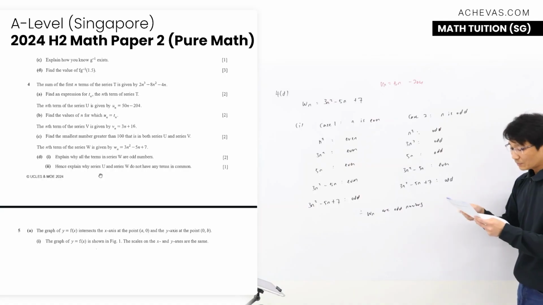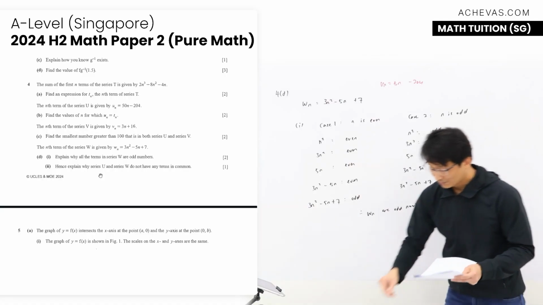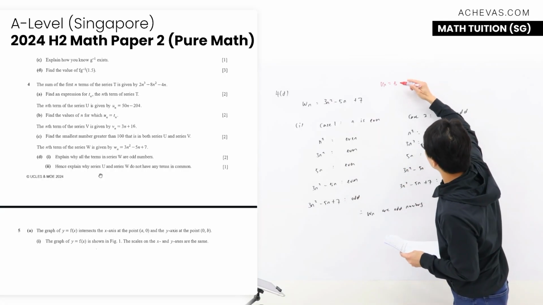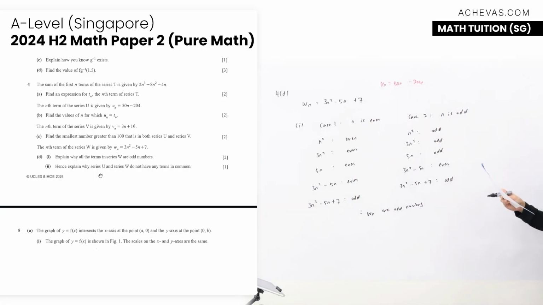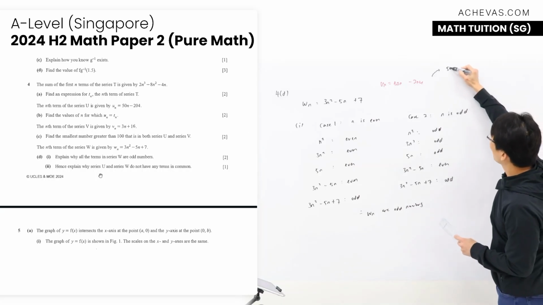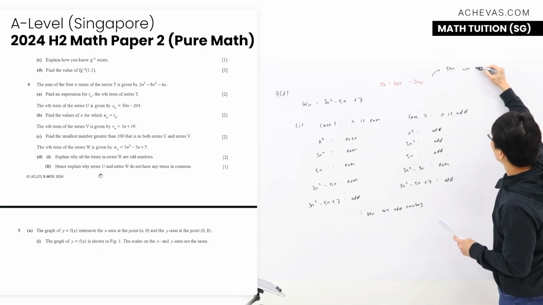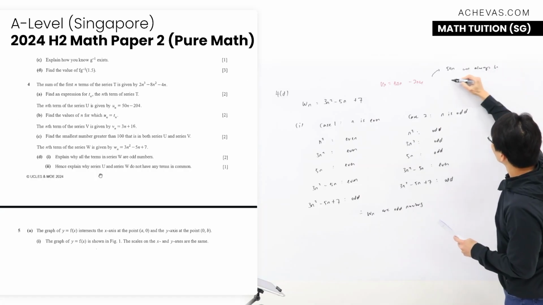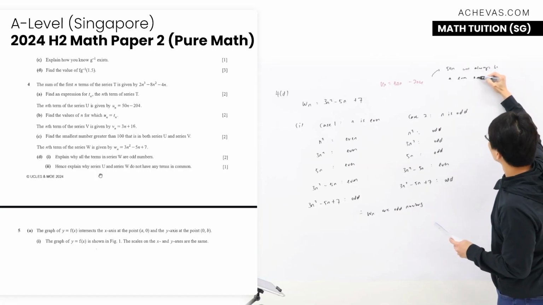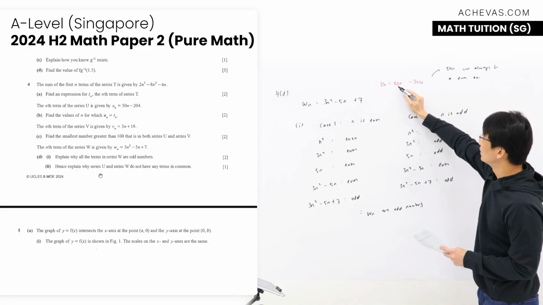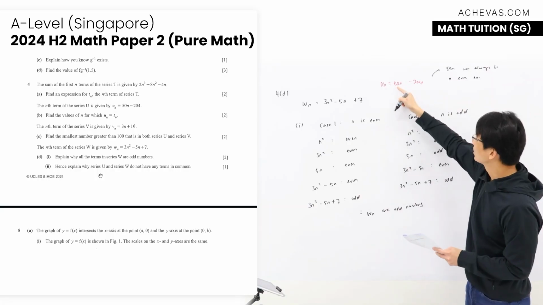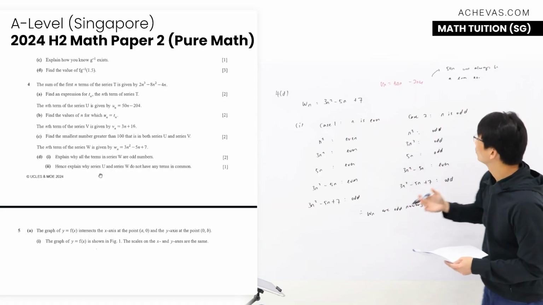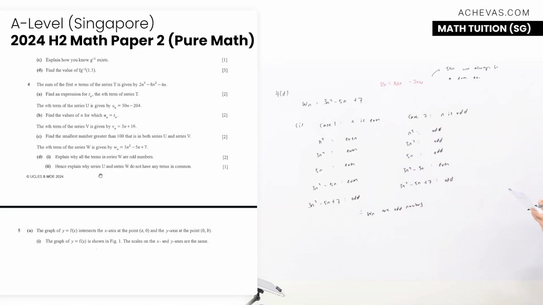So by looking at, sorry, I'm going to write properly. This is 50n. We can conclude that 50n will always be an even number, because 50 is already even. Regardless of whether you put n to be even or odd, this term here will always be divisible by 2. So therefore, it will always be even.